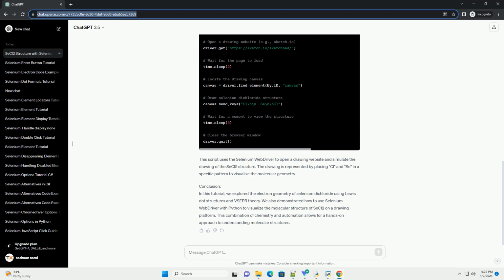Conclusion. In this tutorial, we explored the electron geometry of selenium dichloride using Lewis dot structures and VSEPR theory. We also demonstrated how to use Selenium WebDriver with Python to visualize the molecular structure of SeCl2 on a drawing platform. This combination of chemistry and automation allows for a hands-on approach to understanding molecular structures.